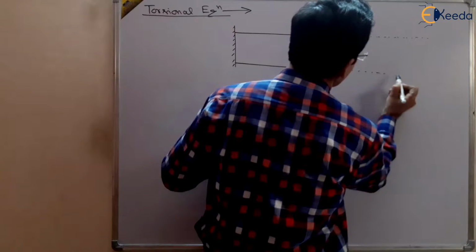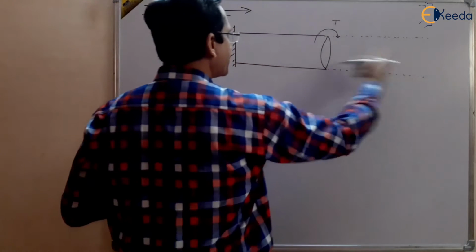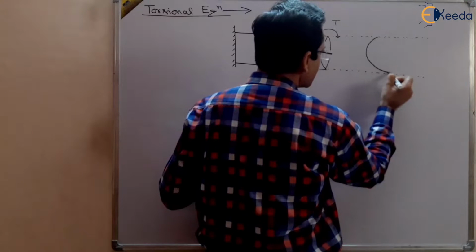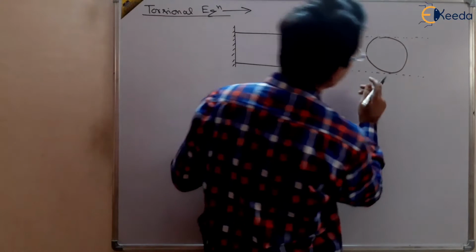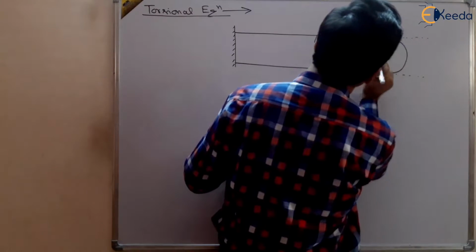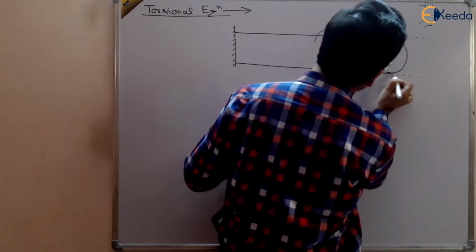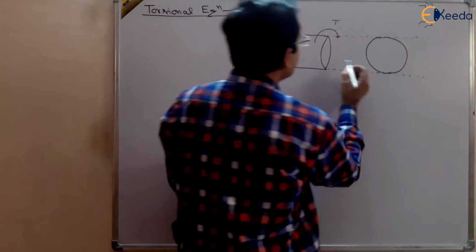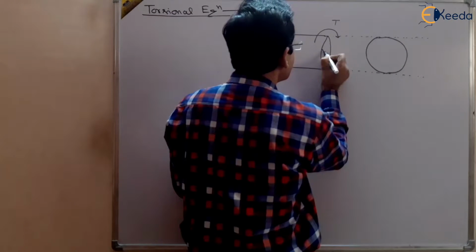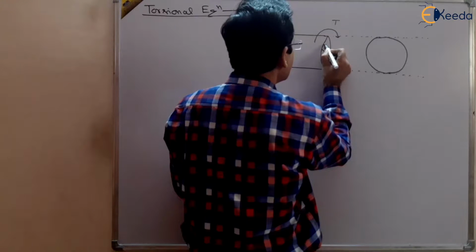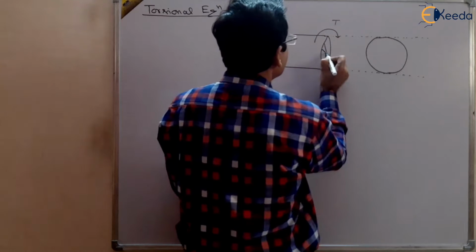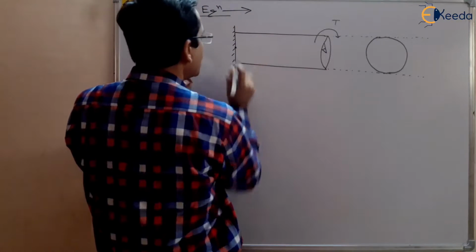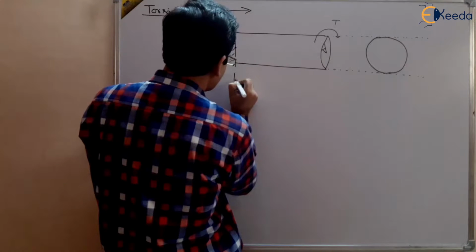I am showing another view, the left side view of this circular shaft. It is a circle basically, right? It is a circle like this. So, what is happening by applying the torque? Suppose the initial condition was this, and finally it came to this condition, right? There is some twist in this shaft.